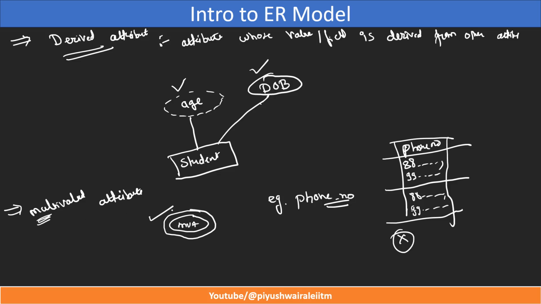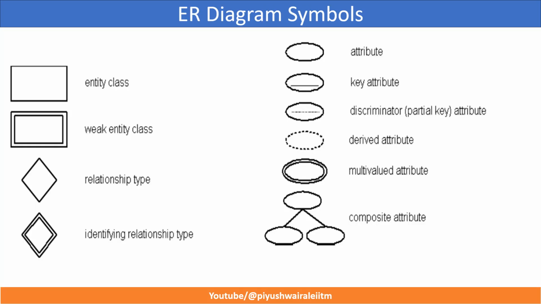So this is the example: a student can have multiple phone numbers stored in a single field. I think that's what we have discussed. Initially we discussed composite attribute, derived attribute, multi-valued attribute, and then roll number as a key attribute. So we have discussed entity, relationship, and different types of attributes, and the different components of an ER diagram and their symbols. Please note it down. This slide is very important.